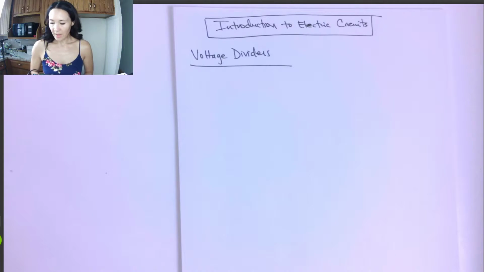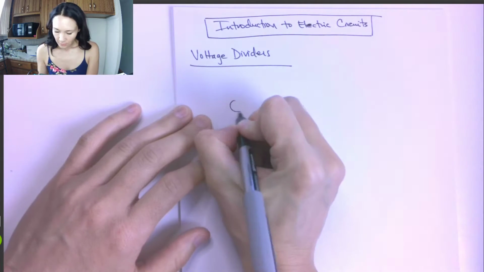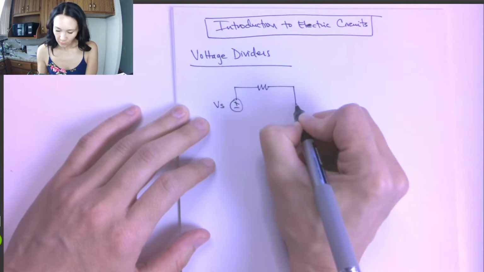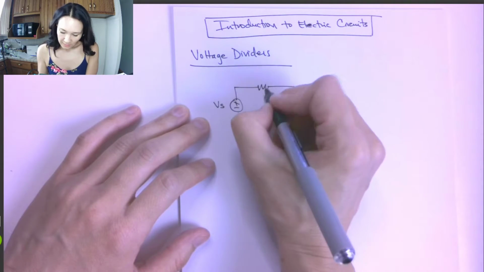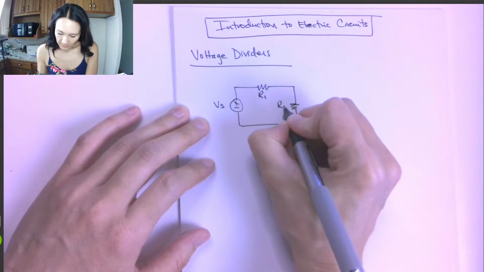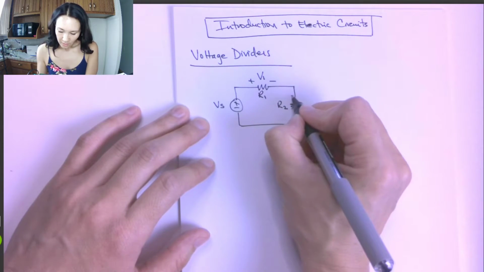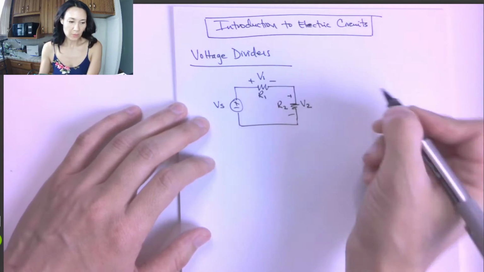Now that we've talked about resistors in series and how to combine them, let's look at more series circuits with resistors and derive the equation for a voltage divider. So suppose we have a simple series circuit with just two resistors in series. I'll let this be R1, I'll let this be R2. We'll have a voltage drop across R1 of V1 and a voltage drop across R2 of V2.